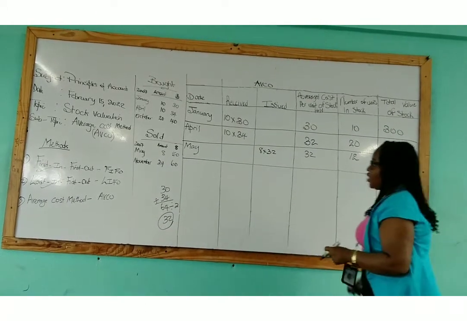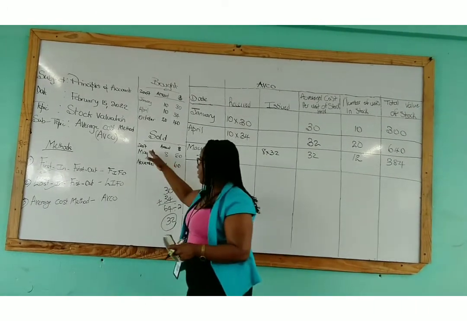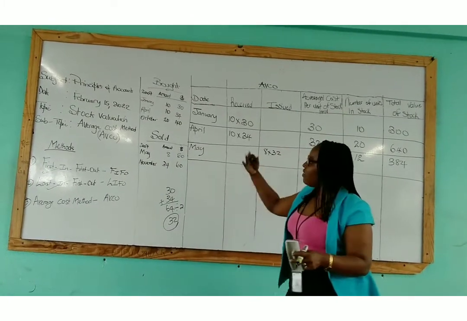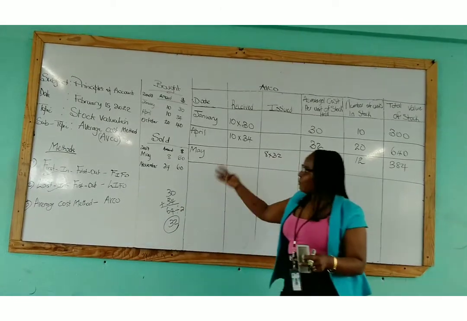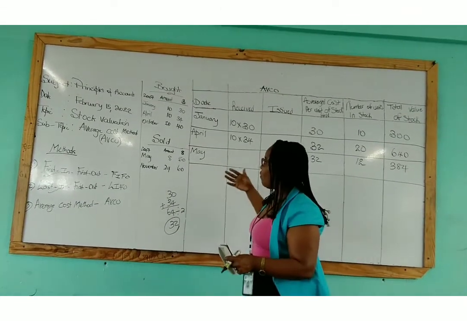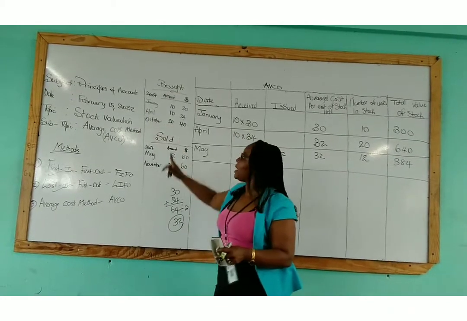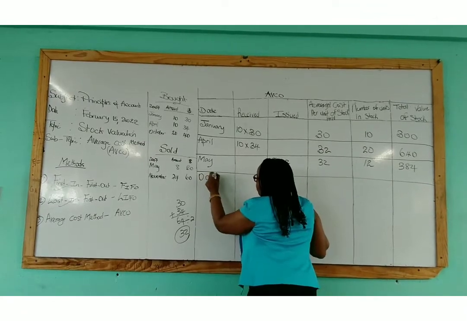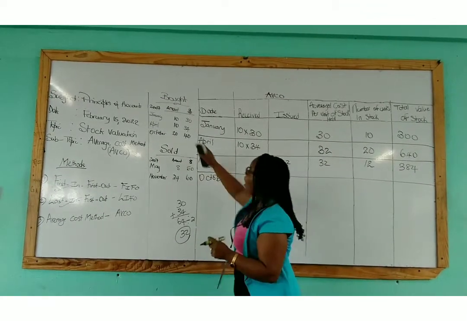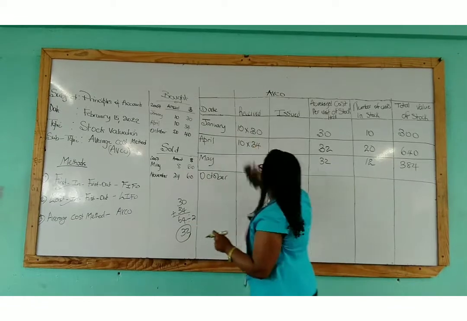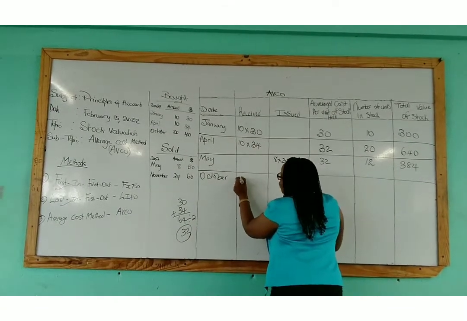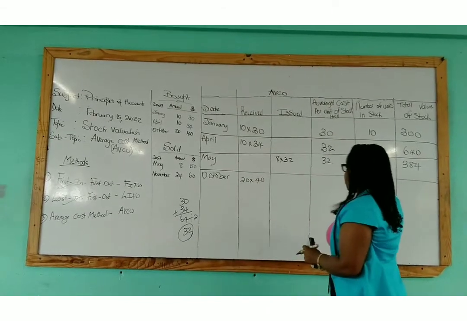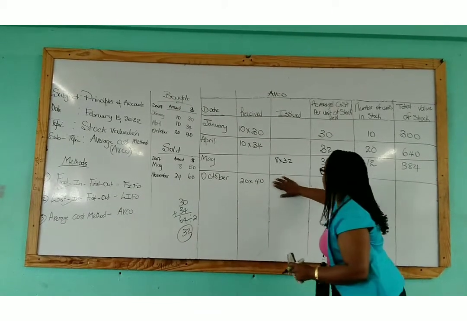Good? So the next month in question would be June, there's no June. July, there's no July. August, there's no August. September, there's no September. And of course, the month that comes after September is October. So we go straight into October. And remember, October we are receiving 20 times 40. Good? We're not issuing anything, so this will remain blank.